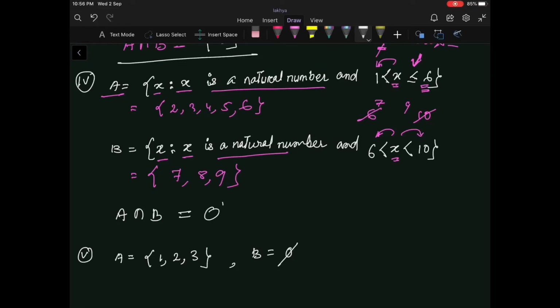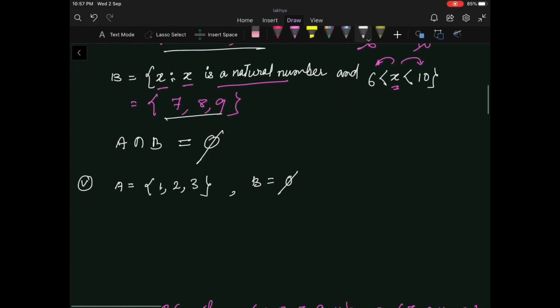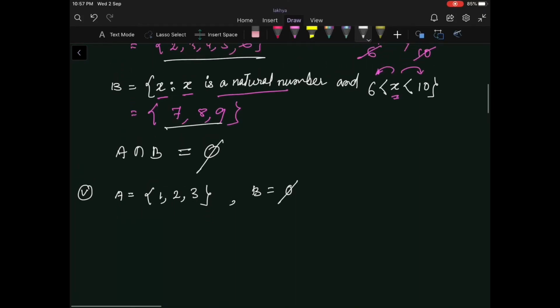Sorry, this is null set. If you compare these two sets, you can see there is no common elements. So in the last one, this is set A and this is set B, so it is null set, or empty set. That's why A intersection B will be null set, because there are no elements.